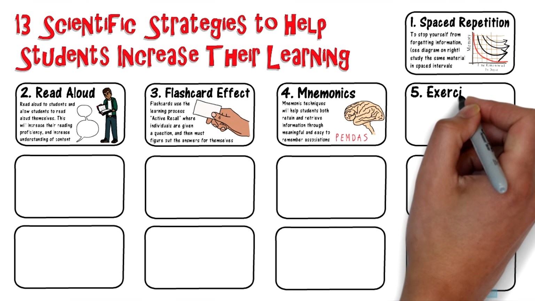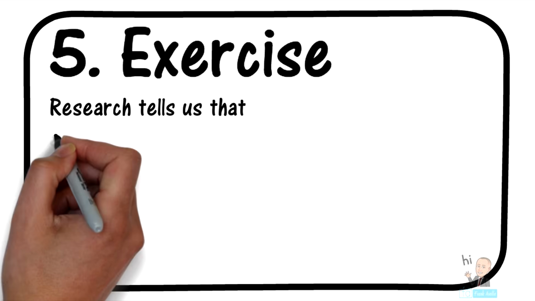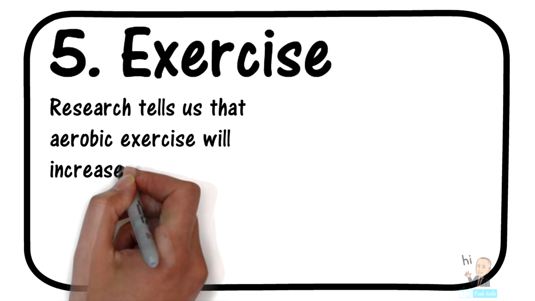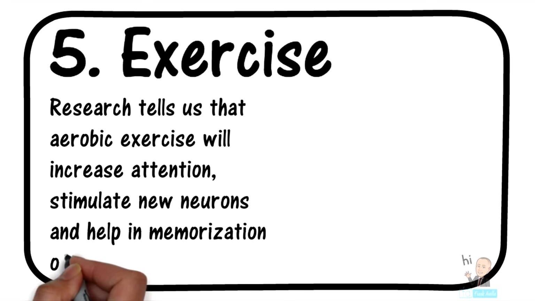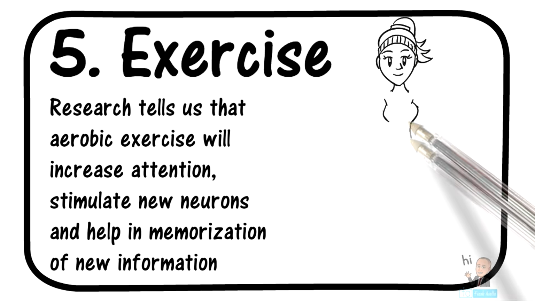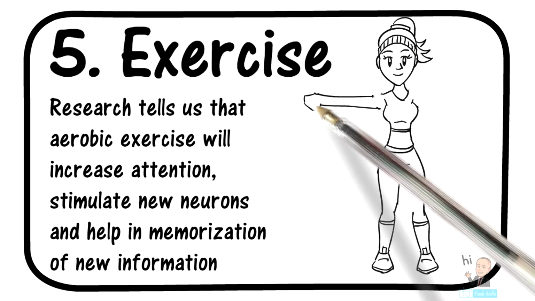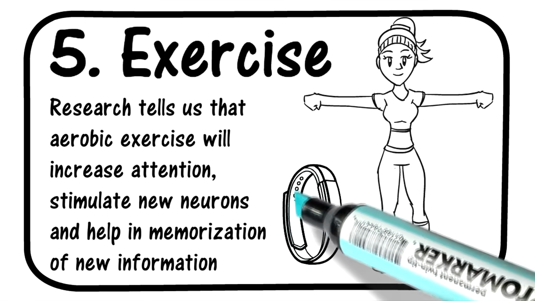The next on the list is exercise. Research tells us that aerobic exercise will increase attention, stimulate new neurons, and help in memorization of new material. Whenever someone exercises, they increase the level of oxygen to their brain, which actually creates an ideal environment for the brain cells to grow.